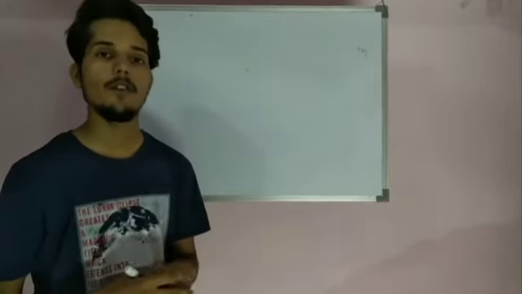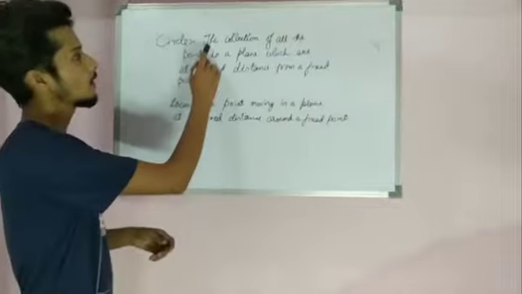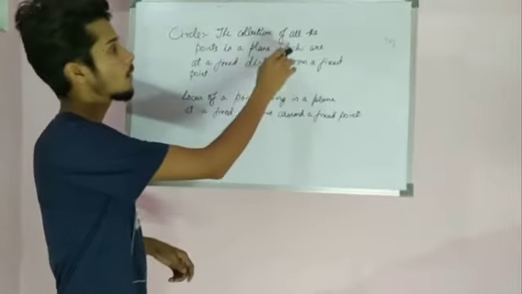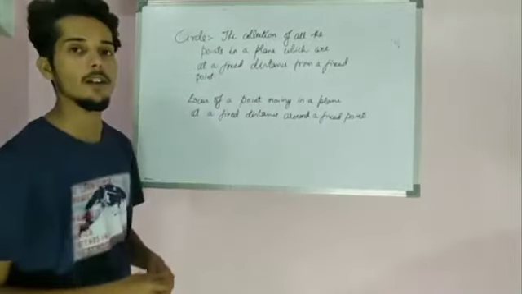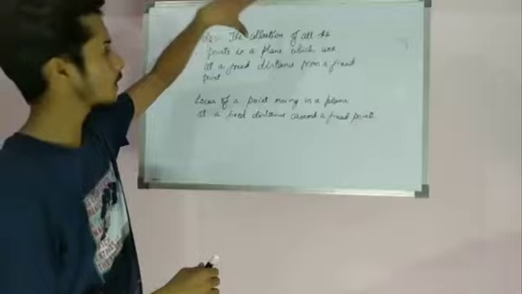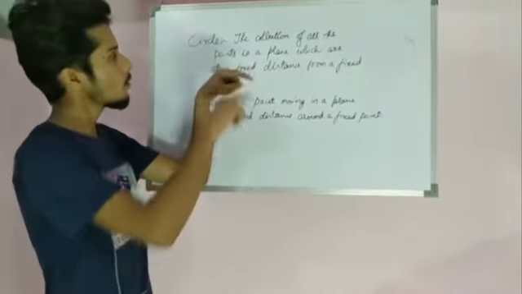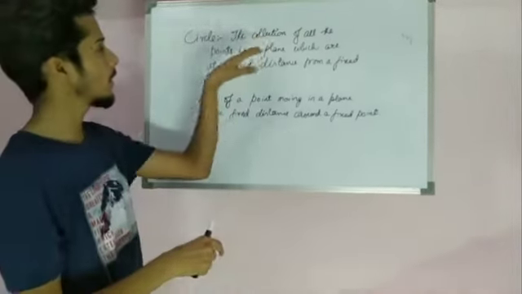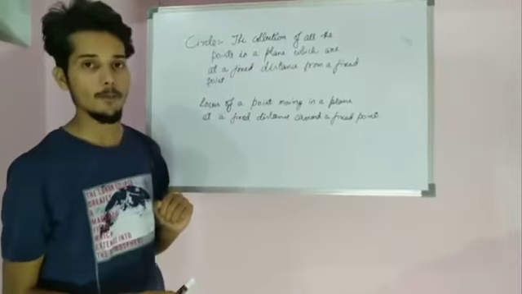For this video, I have chosen the topic circles. The way we define a circle is the collection of all the points in a plane which are at a fixed distance from a fixed point. So what does this definition say? We need to have a fixed point and we need to collect all the points surrounding it, the collection of all the points in a plane which are at a particular fixed distance from that fixed point.